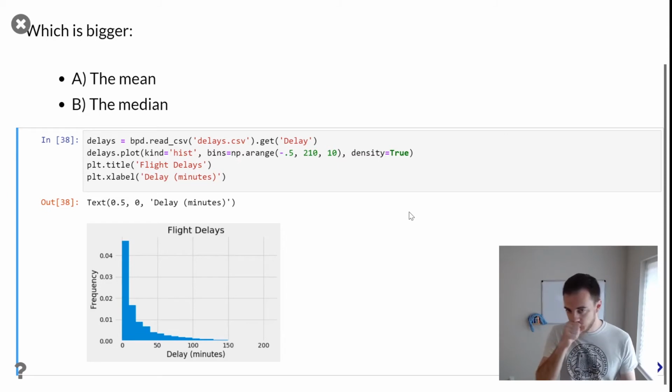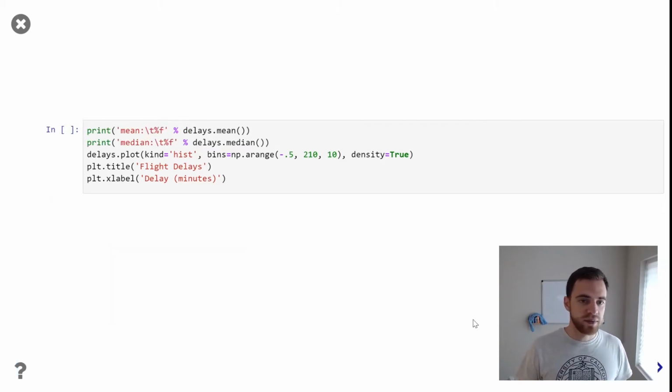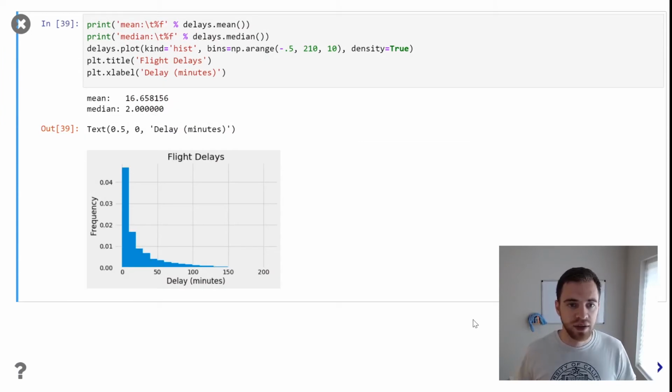Okay, so again, we have a tail here. It's not a symmetric distribution, so they're not going to be the same. We have a long tail of flight delays going to the right. The mean is going to be pulled in the direction of the tail, so the mean is going to be larger than the median. Let's check it. Yeah, the mean is 16 minutes while the median is 2.